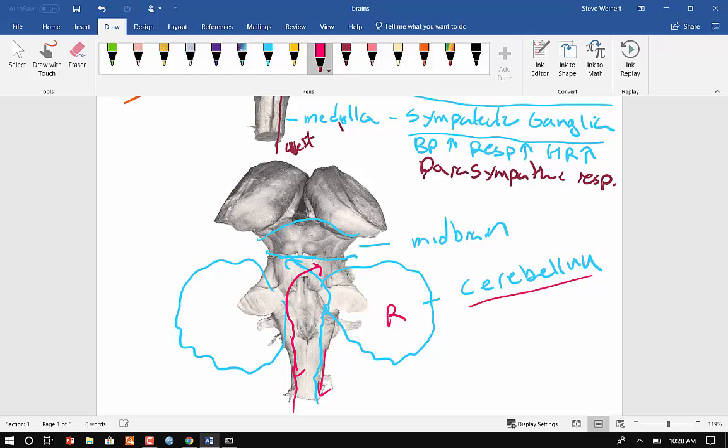So the cerebellum is all about timing. Cerebellum is timing, coordination. Why would we put timing and coordination by the spinal cord?